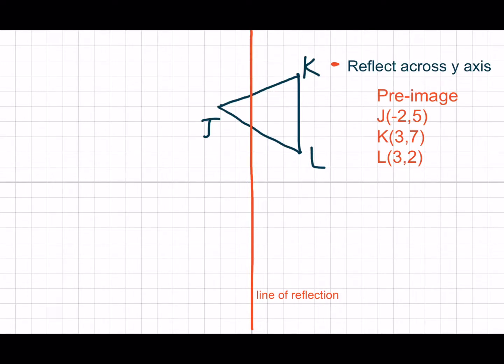Let's start with J. So if you look at J, point J is 2 units to the left of the line of reflection. To create its image coordinate, you need to match that distance on the right.